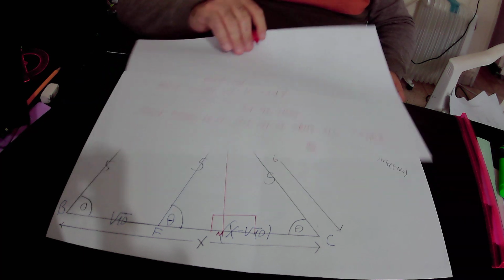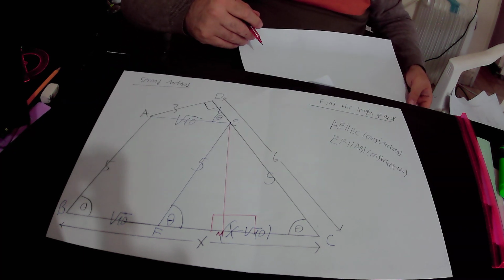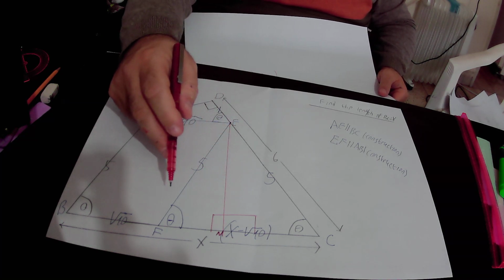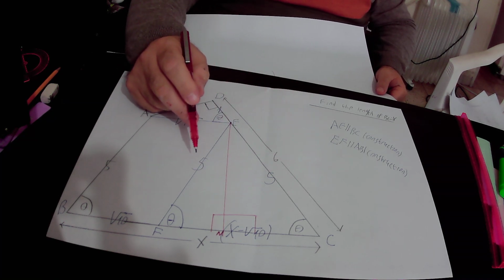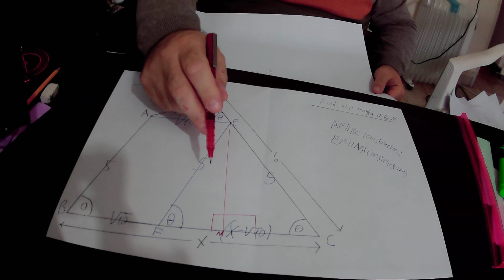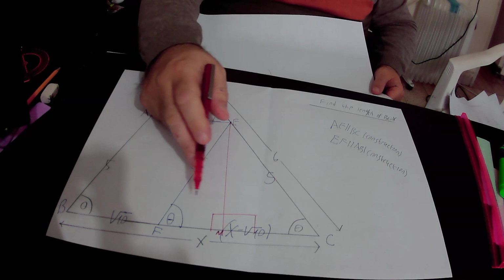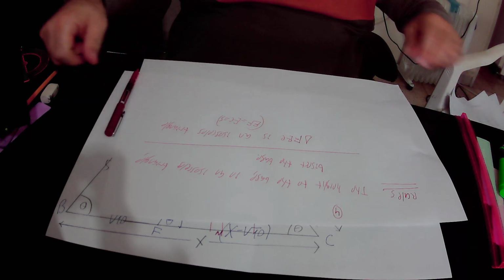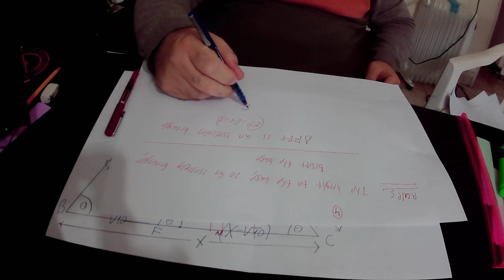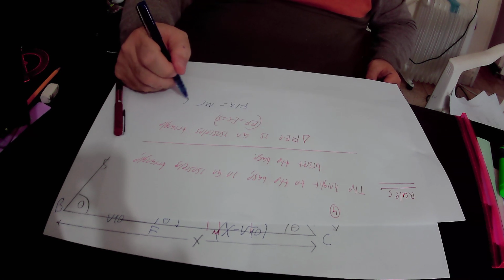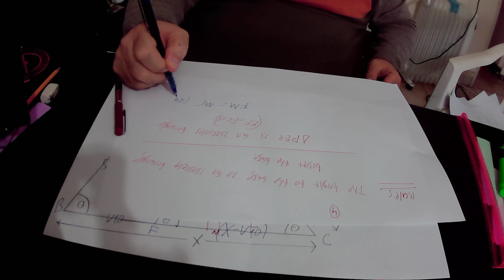In this isosceles triangle, according to rule number 5, the height EM to the base FC bisects the base FC. That is to say, it divides the base FC into two equal parts. That is to say, according to rule number 5, FM equals MC.